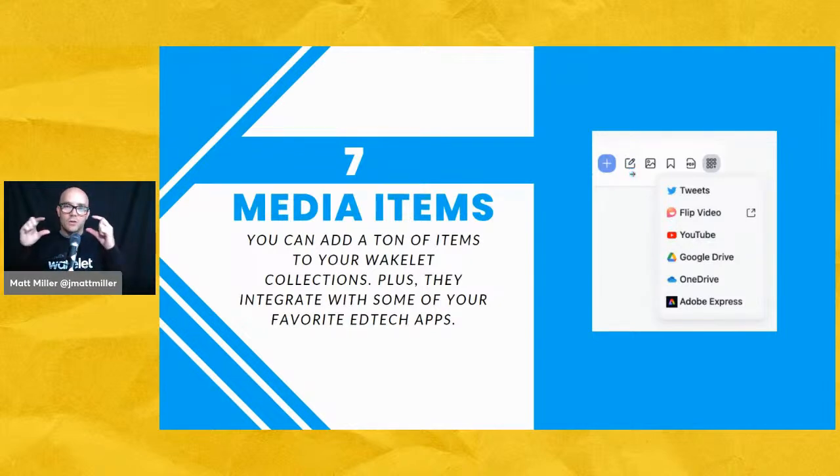So you can add a little text item to a Wakelet collection. Of course, you can add images too. And there's tons of different sources of images. You can add your bookmarks. Remember, we talked earlier about how if you're saving different things that you find around the web, they're all saved in your bookmarks, and then you can just insert one of those bookmarks into a Wakelet collection.